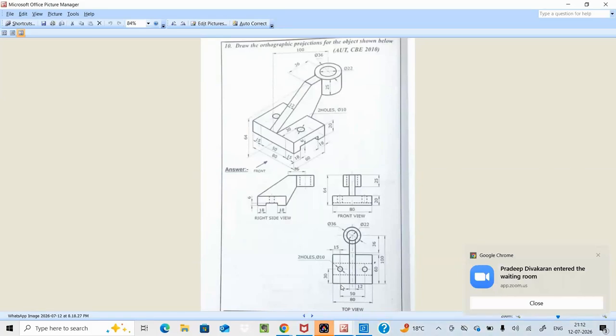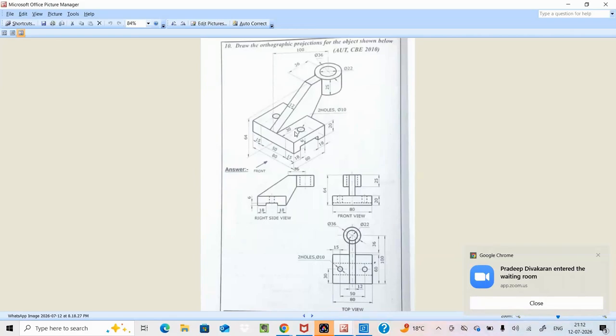Clear with this drawing? Yes, sir. So you have understood the concept of what orthographic projection is. Orthographic projection is nothing but converting a 3D figure into a 2D figure. You have to show the 3D figure as a 2D figure. If a 2D figure is given, you need to convert it into a 3D figure. So it is all about imagination. You have to imagine it and draw it. Any doubts in these drawings now?